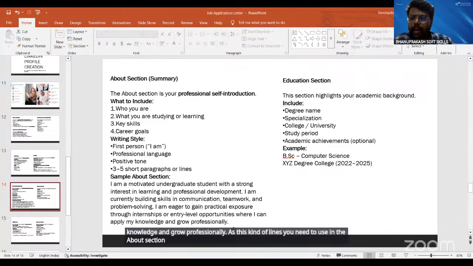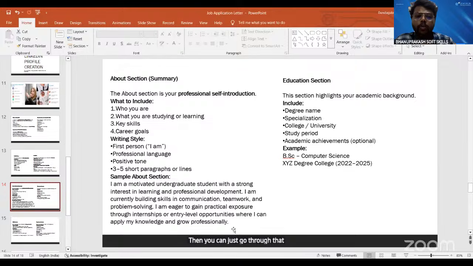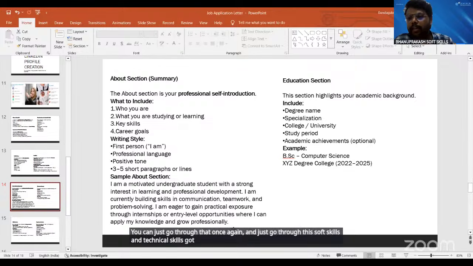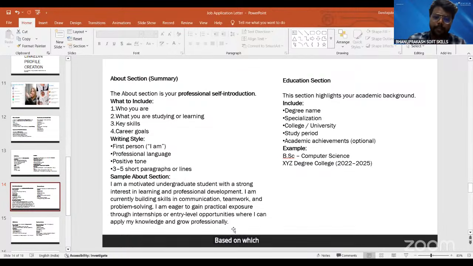What if we have added anything previously? Then you can just go through that once again and check whether the soft skills and technical skills got covered and this last line got covered well or not, based on which you can change it.